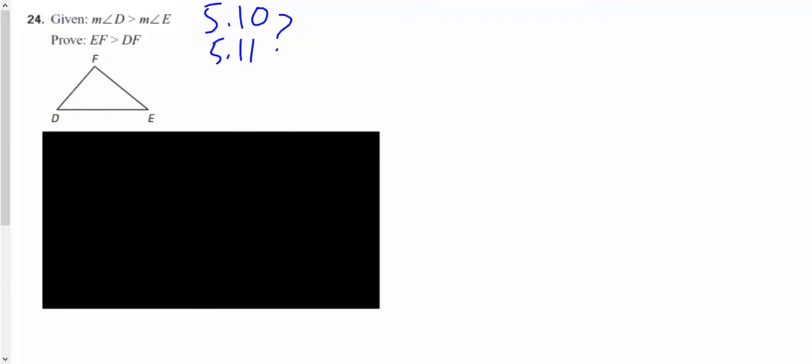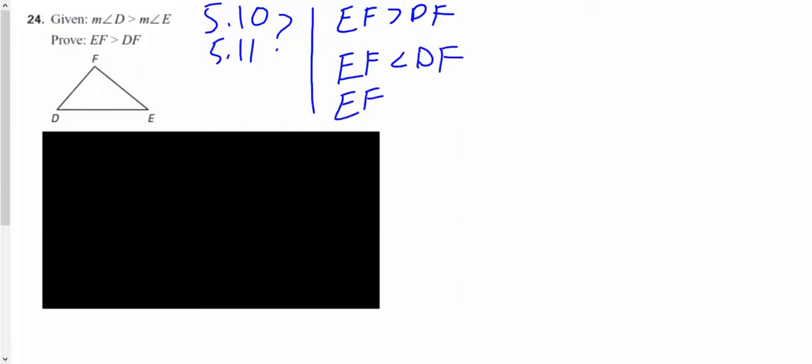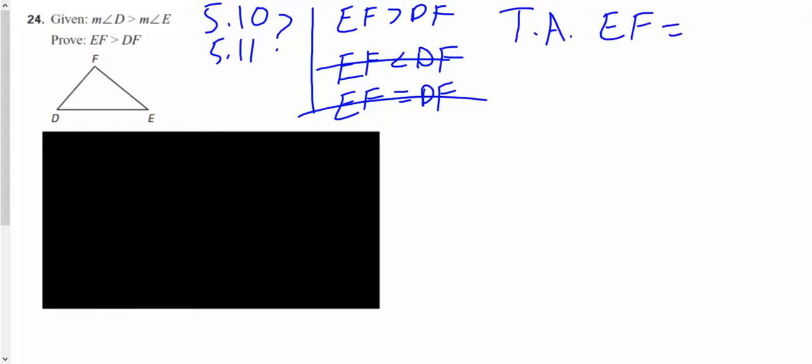So this one actually has three cases. EF could be greater than DF, EF could be less than DF, or EF could be equal to DF. So only three cases. What we're going to do is show that this and this cannot happen. If those two things cannot happen, then what we want to happen happens. So temporarily assume that EF is equal to DF. I'm going to mark that on my triangle. EF equals DF.